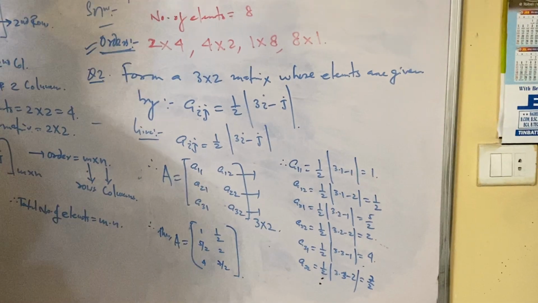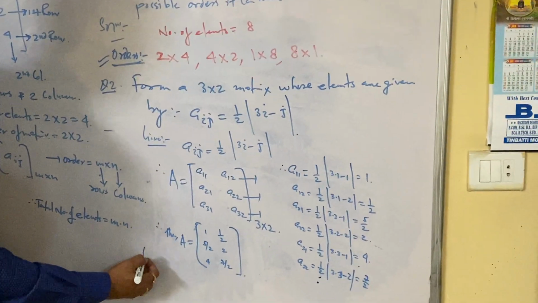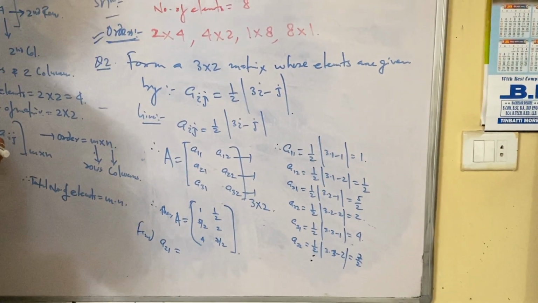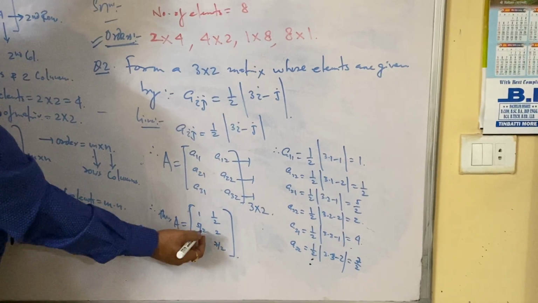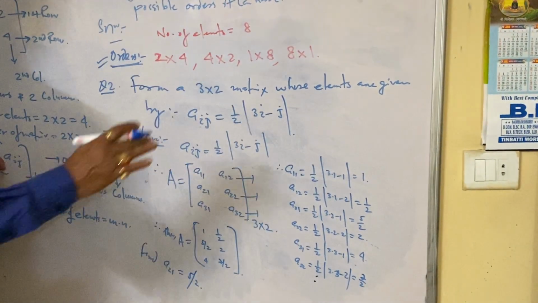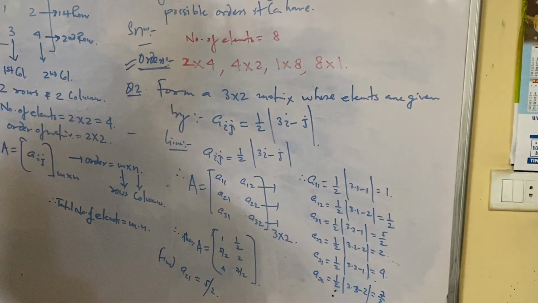Sometimes questions can be asked from here. A question can be like this, find A21. So find A21 means second row and first column. So this is the second row and this is the first column, so 5 by 2 and so on. These are the types of sums we have in our exercise 3.1.